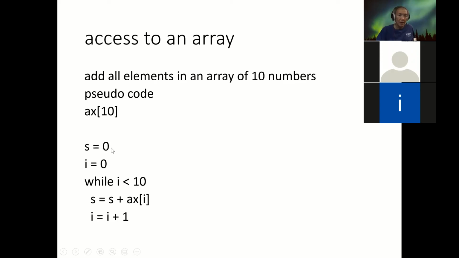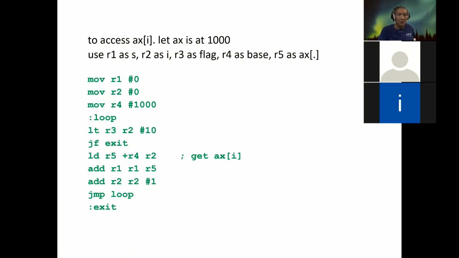Again, we clear the sum and start the index. Now the index of this array starts from 0 to 9, as is normal in modern day programming. So we check if the index has gone to the end of the array, so it must be less than 10. Be careful, this is less than, not less than or equal. And then we access the array, get its value, sum it, and then increment the index. Next slide shows you the assembly sequence.